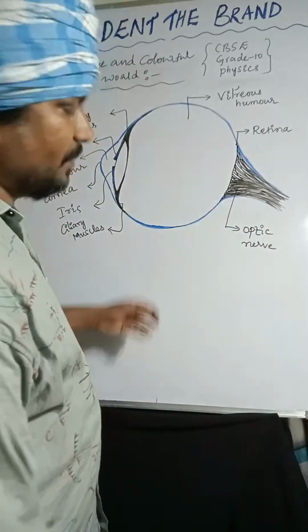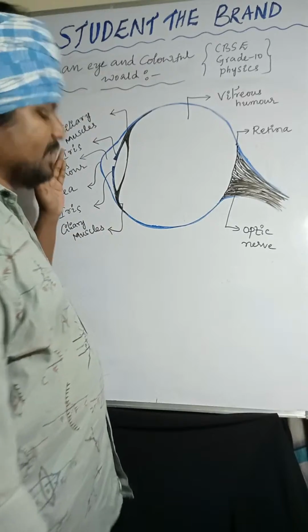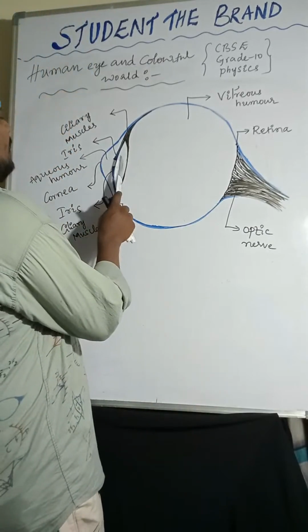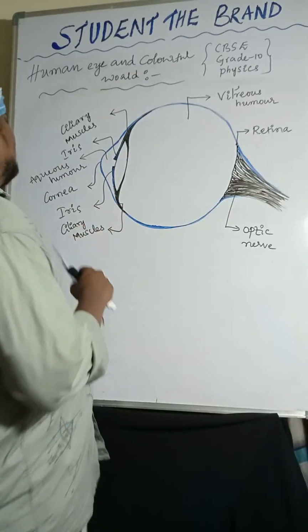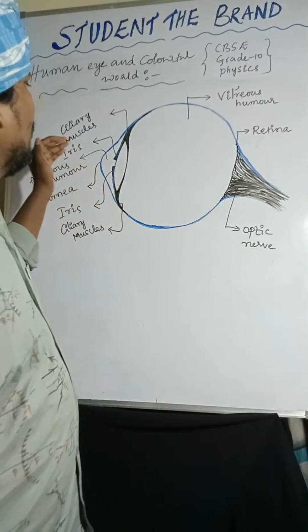Okay, so come to the point now. Aqueous humor is a jelly type liquid present between the cornea and the eye lens. It provides sufficient blood and nutrition to the central cornea.